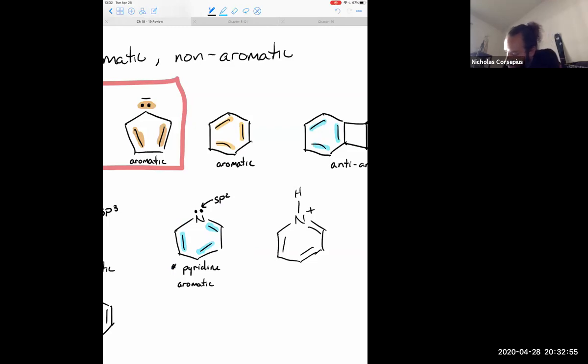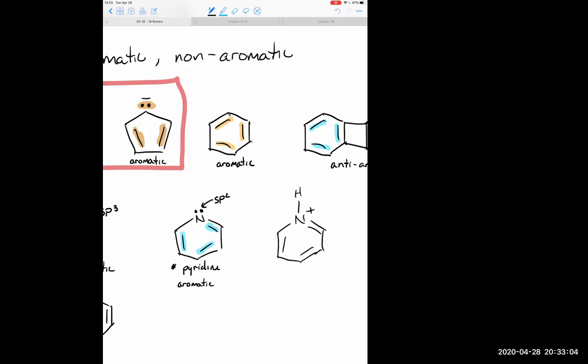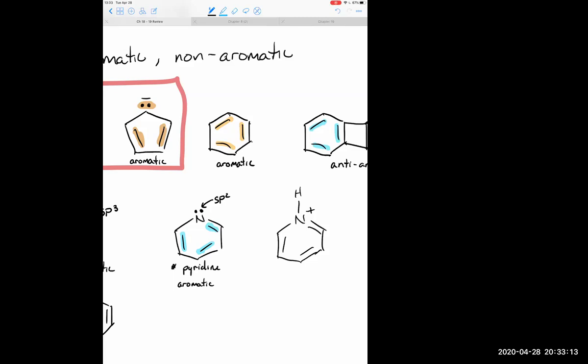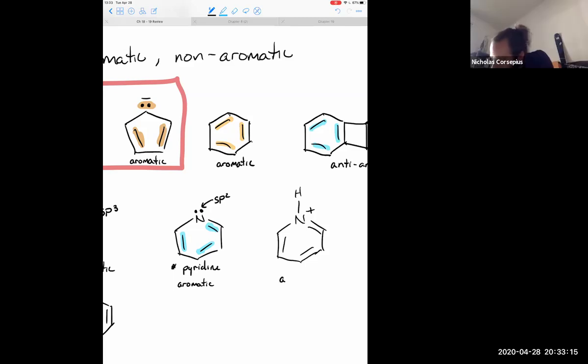Okay, so then we go over to the protonated pyridine. Is that going to be aromatic, anti-aromatic, or non-aromatic? Anti. Okay. 1, 2, 3. Oh, it's still aromatic. Nice. It is still aromatic, right?